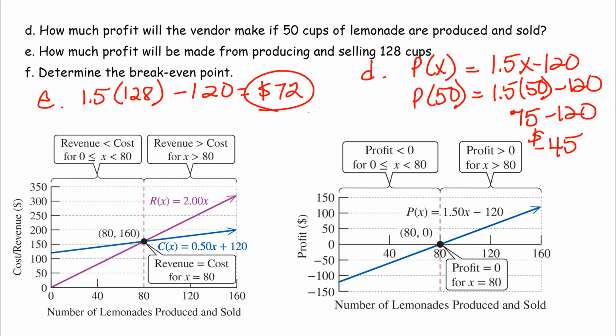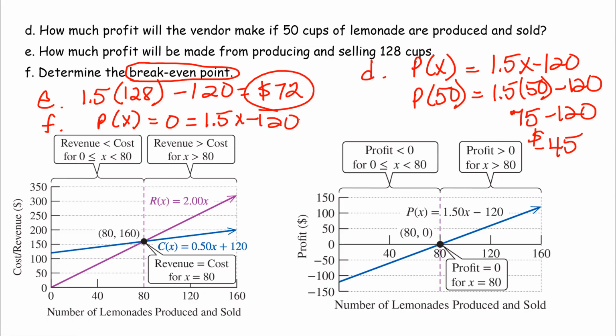All right, determine the break-even point. The break-even point is when he doesn't make any money, but he doesn't lose any money. So that means his profit would be 0. So when you see the word break-even, that phrase, break-even point, you are looking to find out when P of X is just 0. He didn't make any money, but he didn't lose any money. He just had fun. So P of X equals 0 means that 1.5x minus 120 is equal to 0.